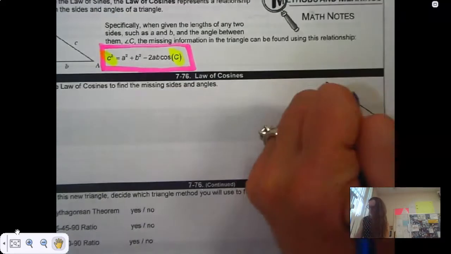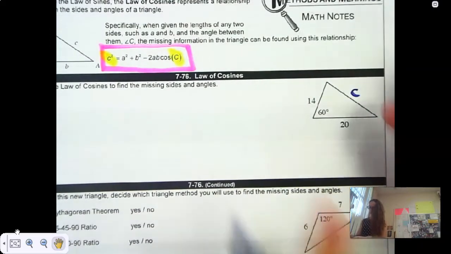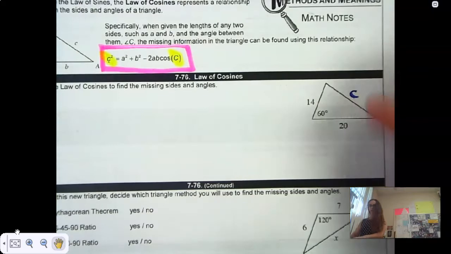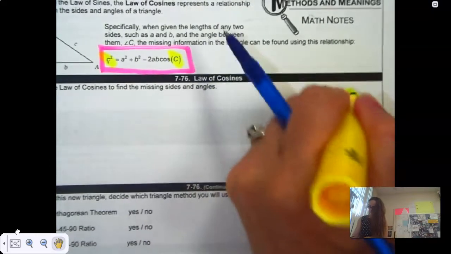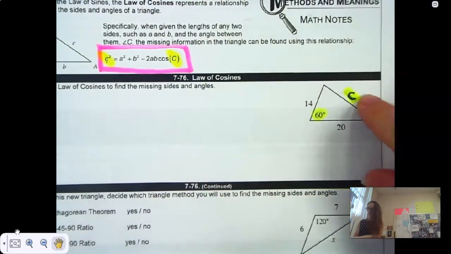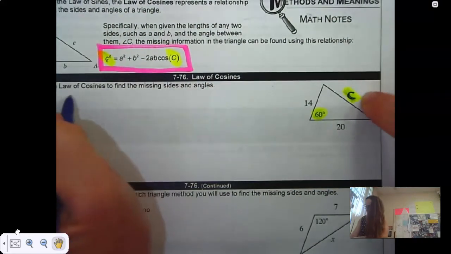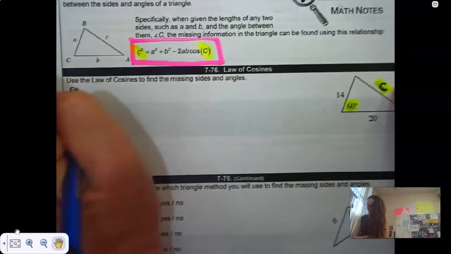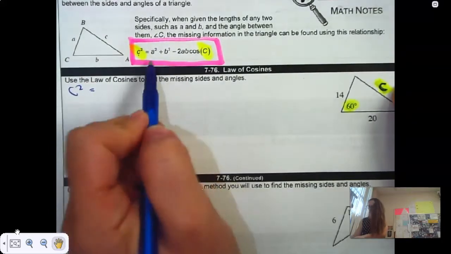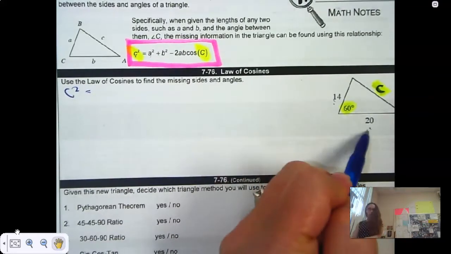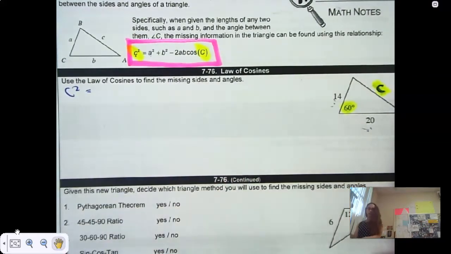So I'm going to decide I want to find this first. If I decide I'm going to find this first, that will go on the outside. Now I know that there is a match here, and that is the angle. So I'm going to go like this. I don't know that side, so I'm going to call this C squared. Now I can make A or B whatever I want it to be, because when you add 14 plus 20, or you add 20 plus 14, it's the same thing.